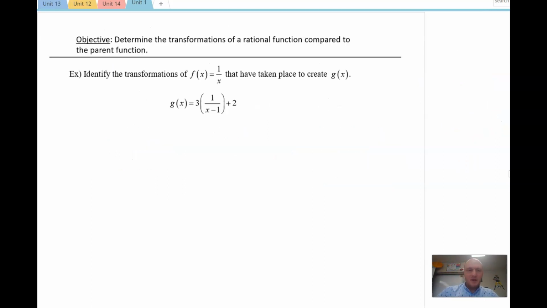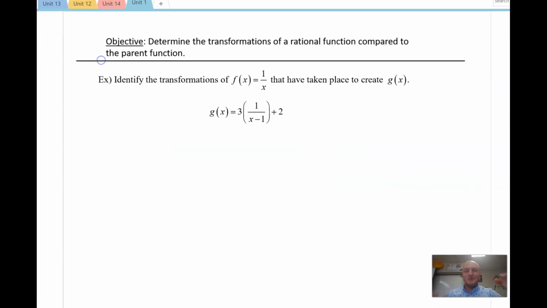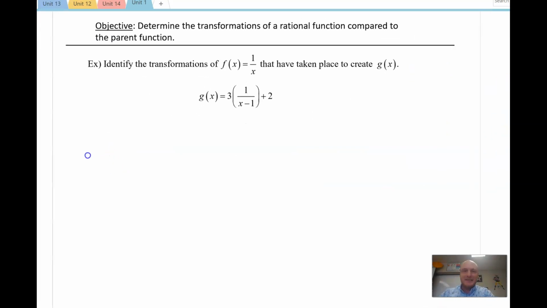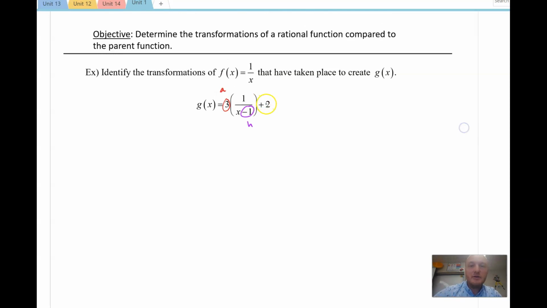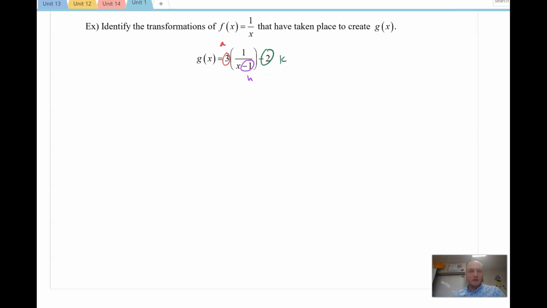All right, I think I have 2 more examples and then a practice problem, and then that is it. So here's what we're going to do. We're going to throw everything into one pot. I'm going to give you an a value, an h value, and a k value, and then we're going to identify all the transformations.